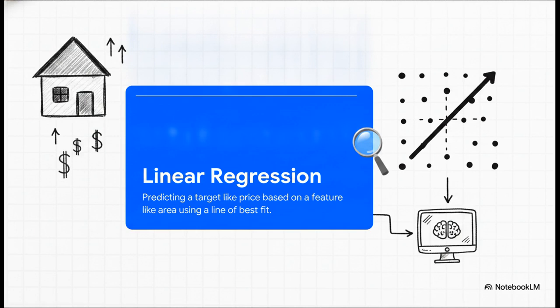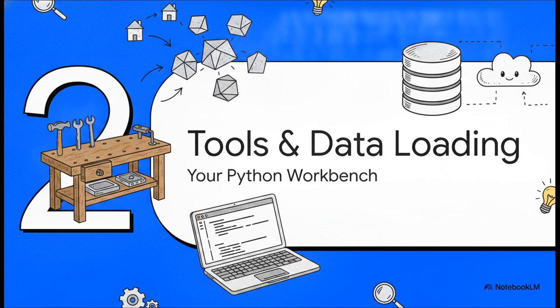Linear regression is simply the mathematical way of drawing a straight line of best fit right through data points that show that relationship. Instead of explicitly programming a computer with hard and fast rules, we're feeding it historical examples of house areas and their corresponding prices, and we're basically letting the machine figure out those invisible rules completely on its own. Section 2, Tools and Data Loading.